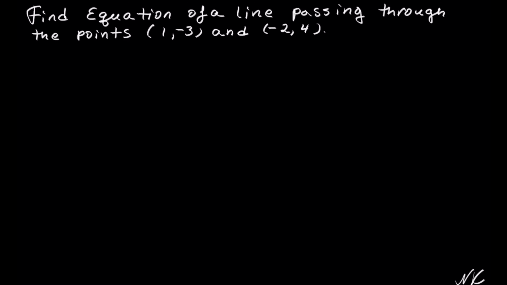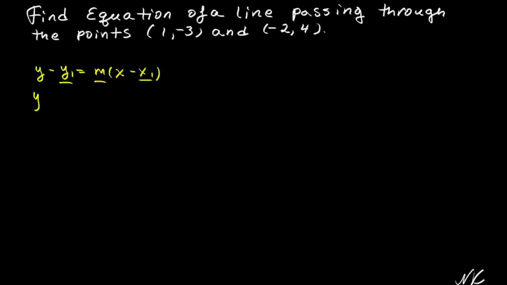We're going to find the equation of a line passing through the points (1, -3) and (-2, 4). So let's begin with writing out the equation of a line. The formula to get the equation of a line is y minus y1 equals slope m times x minus x1. To calculate this equation, we need to find y1, slope m, and x1.